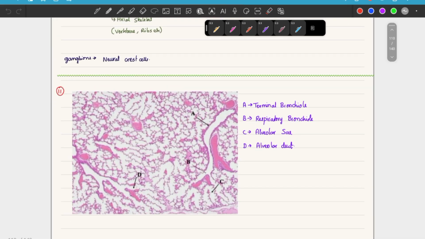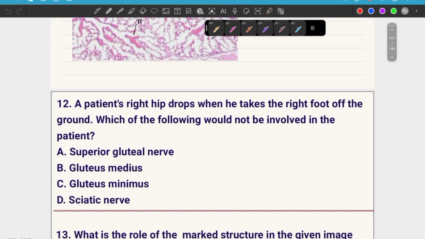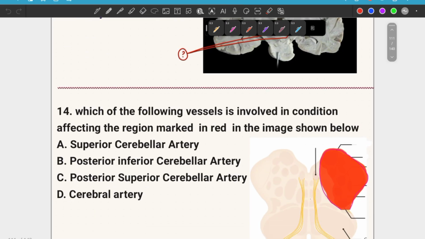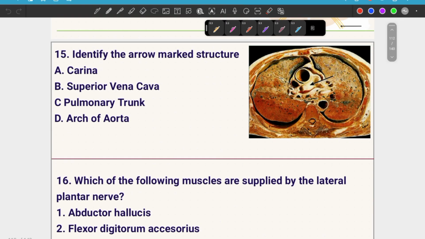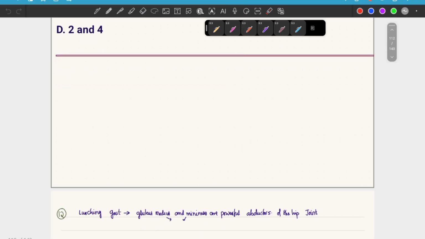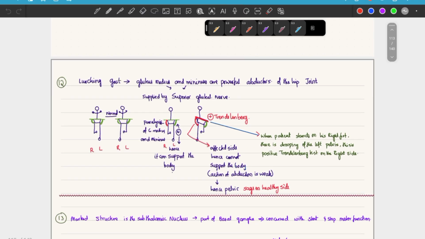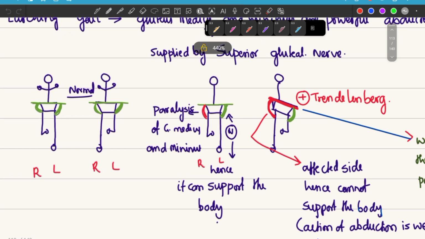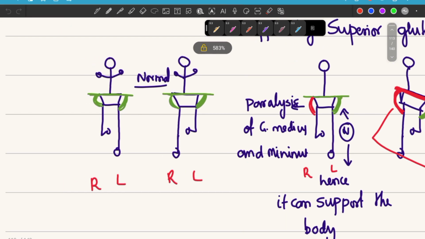12th one: a patient's right hip drops when he takes the right foot off the ground. Which of the following would not be involved in the patient? Okay, they have asked which is not involved. So, we have discussed this question earlier also so many times. They have given a Trendelenburg test, isn't it?